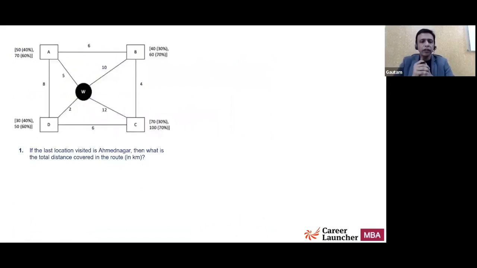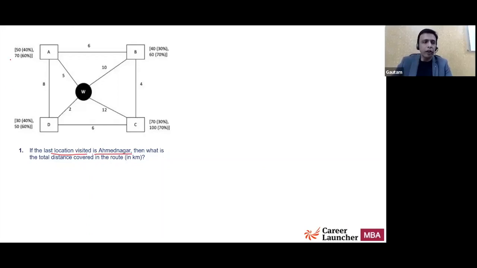The first question says if the last location visited is Ahmednagar, what is the total distance covered in the route? Now, what we need to figure out, the most important point in this question, was when we're calculating the route plan, obviously, the location with the highest demand has to be visited first. And as the question says, the last location visited was Ahmednagar. So we need to make sure that Ahmednagar has the minimum demand out of the 4 locations.